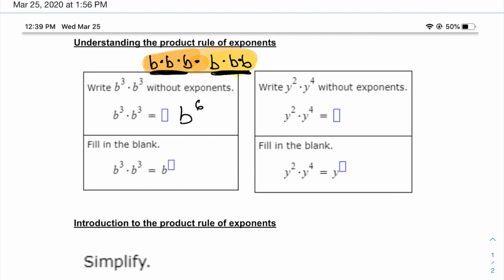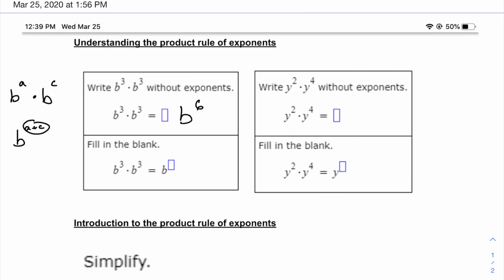Well, how can we remember that? How can we remember how to do it without writing it out every time? Well, the best way to think about it is when you are multiplying with common bases, you add your exponents. So for example, b to the a power times b to the c power, those are just variables. Your answer is always going to be b to the, and then whatever a plus c is, that's what your exponent is. We're just going to add them up. So for this one, we put in a 6.